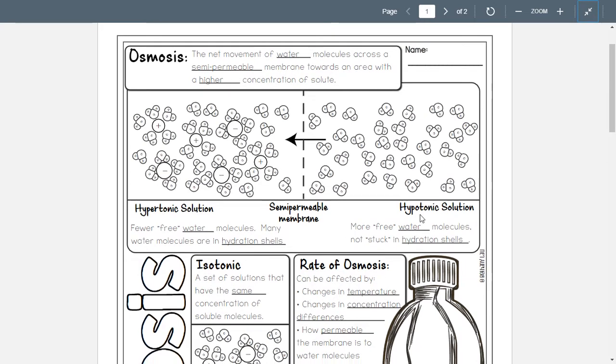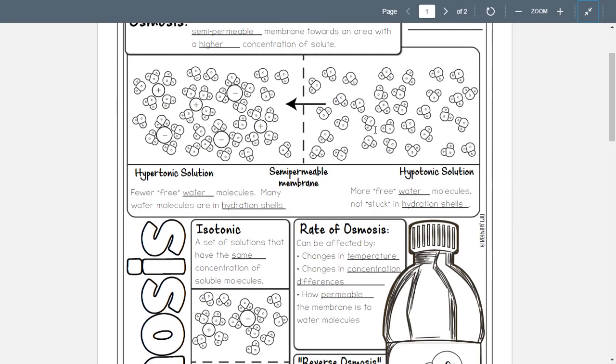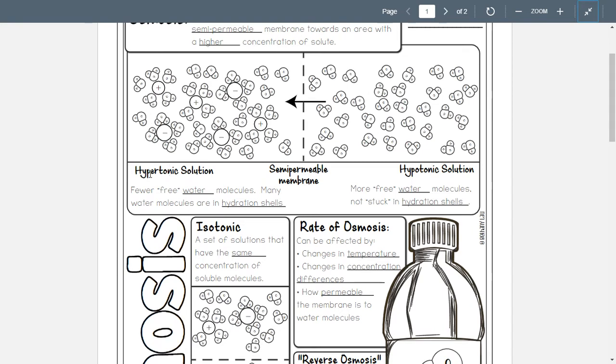The hypotonic solution: hypo, low; tonic, salt. So this one is low salt, and it is going to be the one that has a high water concentration. So a hypertonic solution has high salt, low water. Hypotonic has high water, low salt.